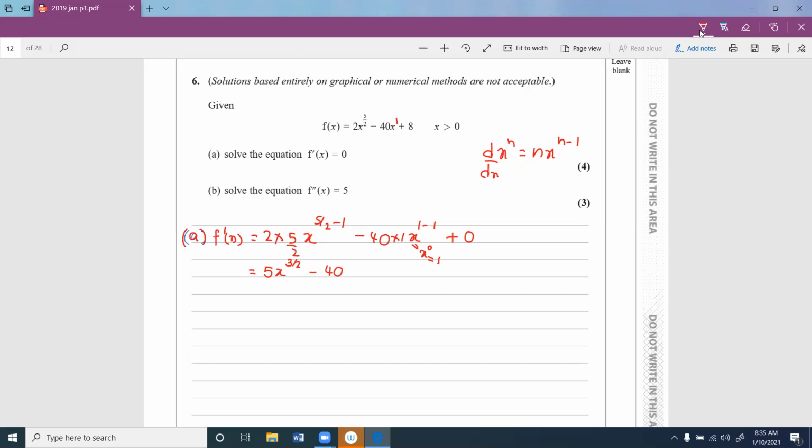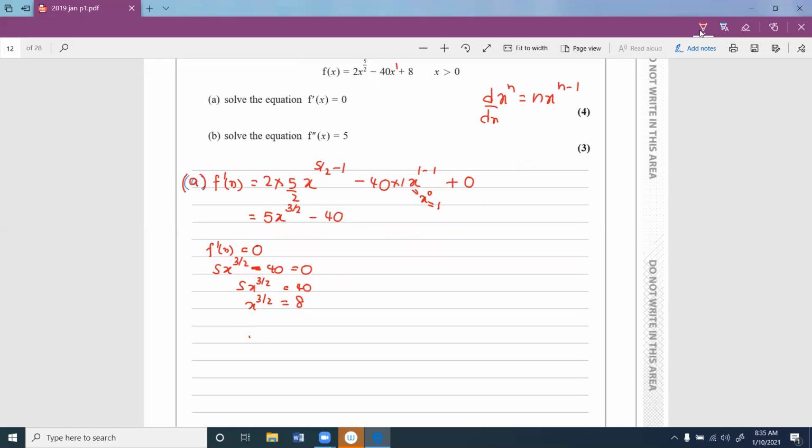Then you can write f dash x equals 0 means 5x to the power 3 over 2 minus 40 equals 0. That means 5x to the power 3 over 2 equals 40. Then x to the power 3 over 2 becomes 40 divided by 5, which is 8. Then if you bring a power to the other side, it turns into its reciprocal power. That is 8 to the power 2 over 3. So how much does this turn up to? It turns up to 4. So simply you get the answer as 4. Then the next part is part B. We need to find f double dash x.